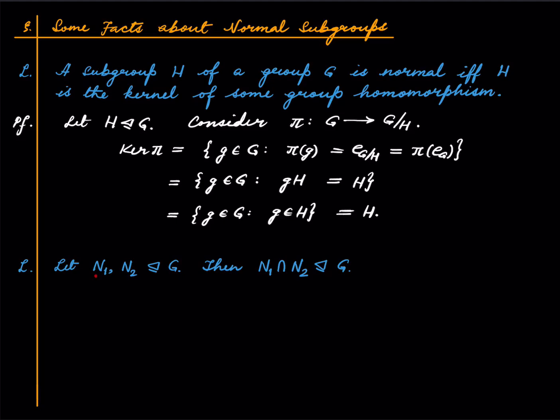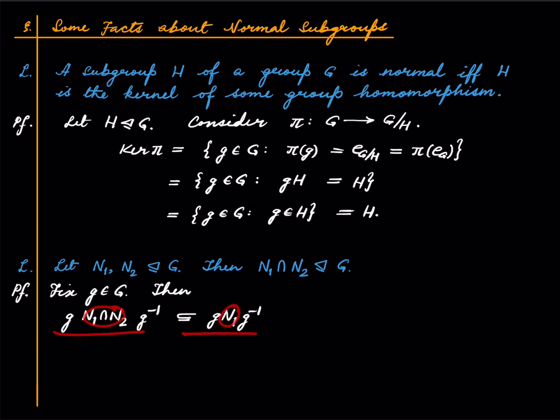The next lemma says that the intersection of two normal subgroups is also a normal subgroup. We can do it in two ways. First, let me do it in a more pedestrian way. So fix little g in capital G. Then to show normality, we want to show that g(N1 intersection N2)g inverse is contained in the intersection of N1 and N2. But clearly this is contained in gN1g inverse, simply because N1 intersection N2 is contained in N1. Similarly, it is contained in the other one, and hence in their intersection.